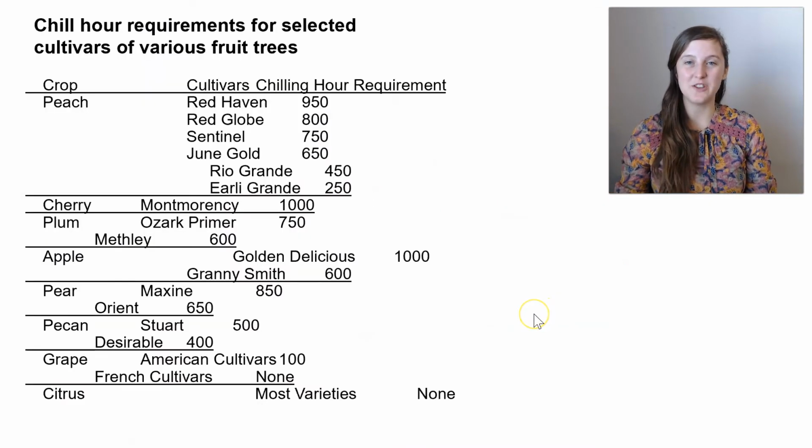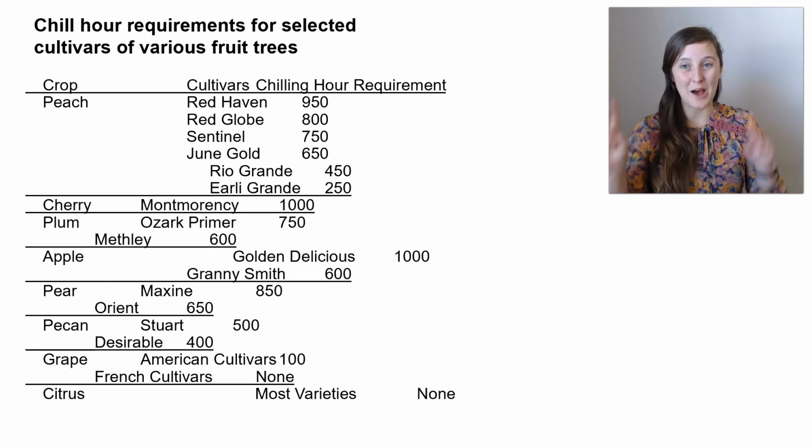This example that we just went over is not only for apple trees, it's also for peaches, cherries, plums, pears, pecans, grapes, and citrus. Each of these types of fruit trees requires a certain amount of hours of cold before they can read the section in their DNA on how to produce a flower. So this is how many hours they need of cold, how many hours of reading they need to be able to produce flowers. We're going to go through an example.